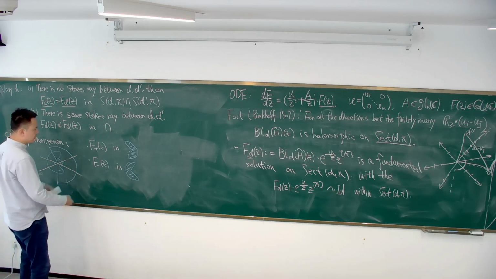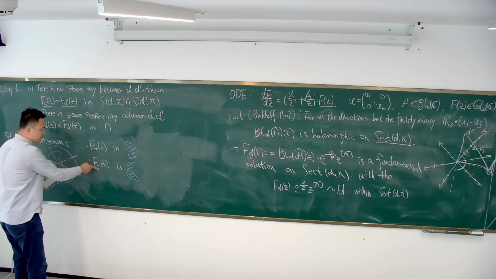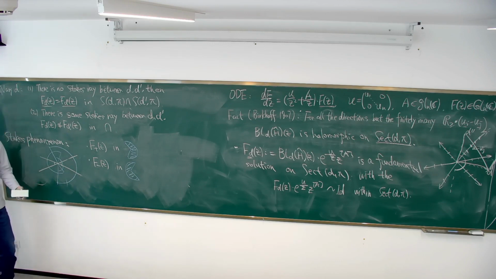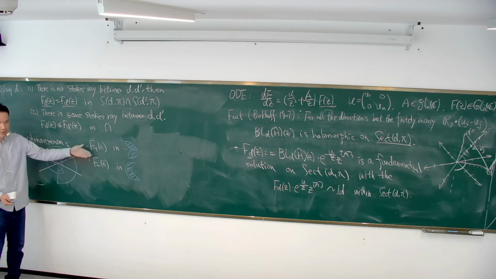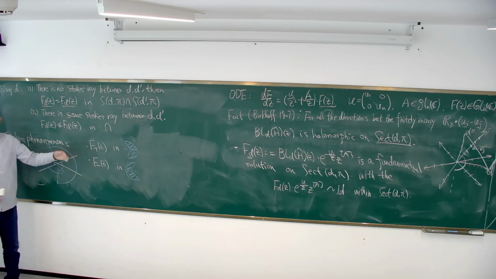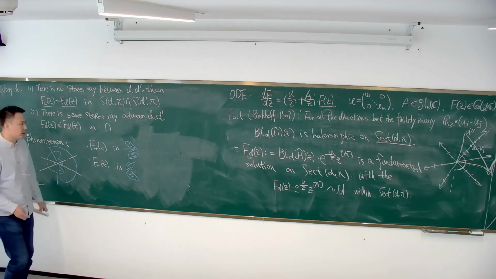Another thing is that since F plus and F minus are the common solutions to a linear ODE, therefore their ratio is a constant matrix. And this constant matrix measures the jump, or measures the non-uniqueness of the solutions. And these transition matrices are the so-called Stokes matrices.